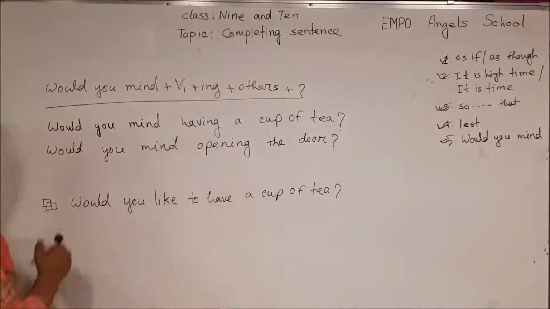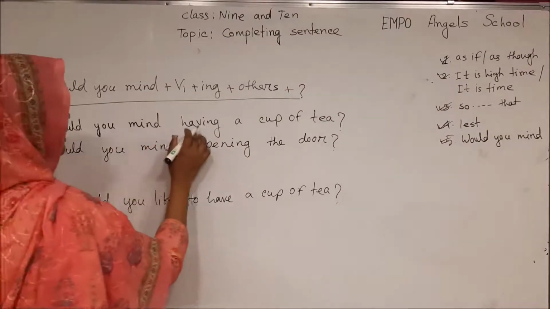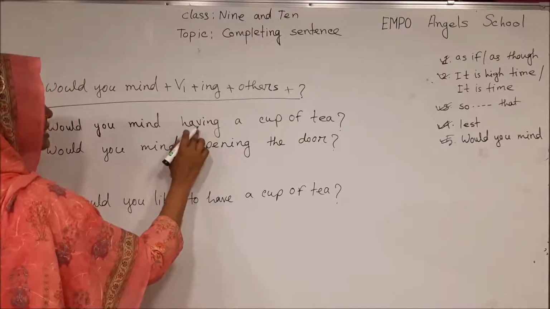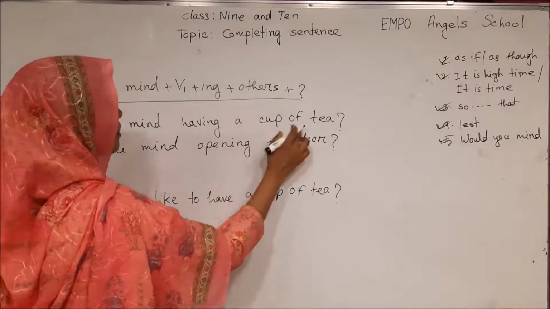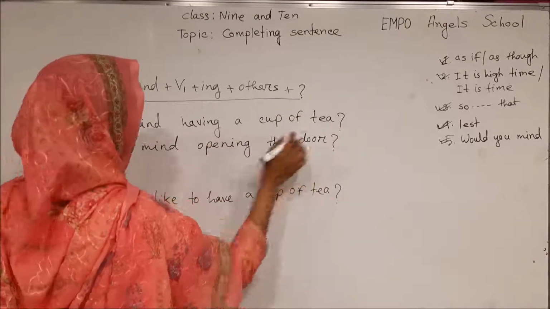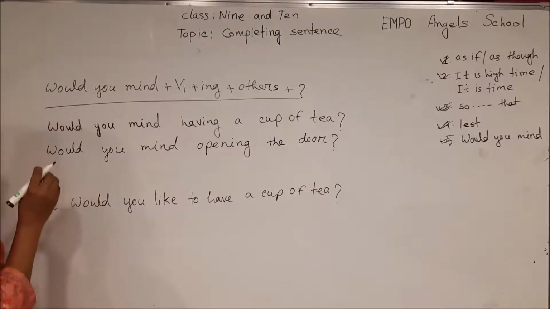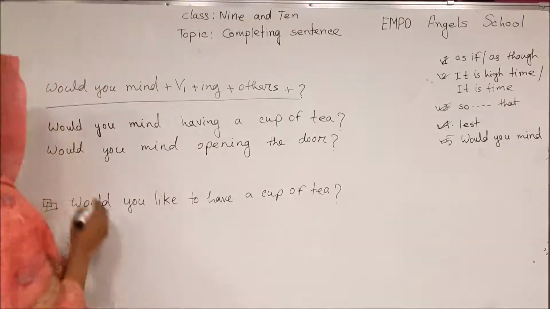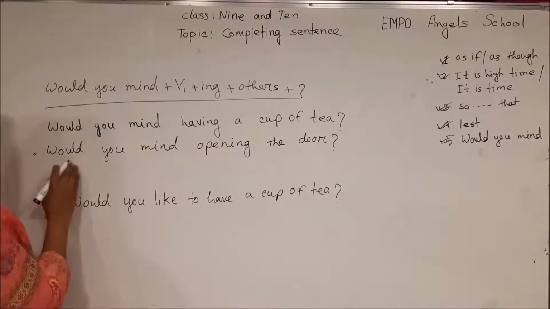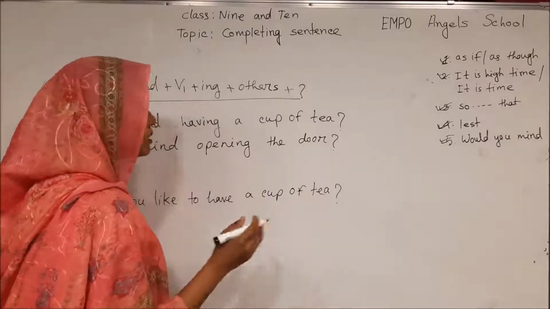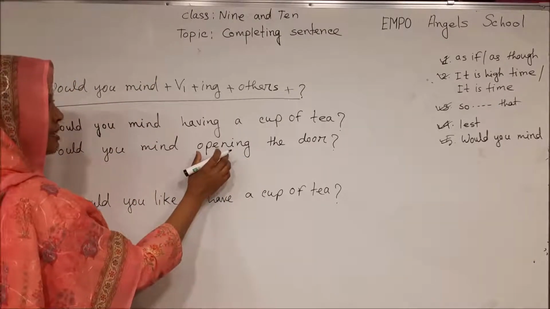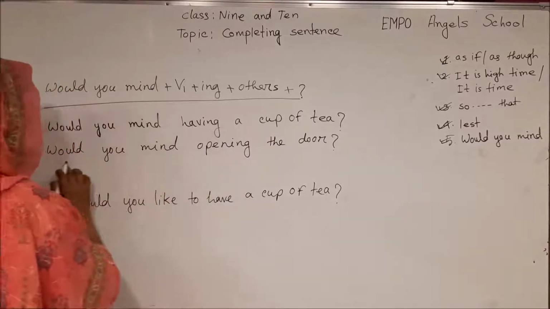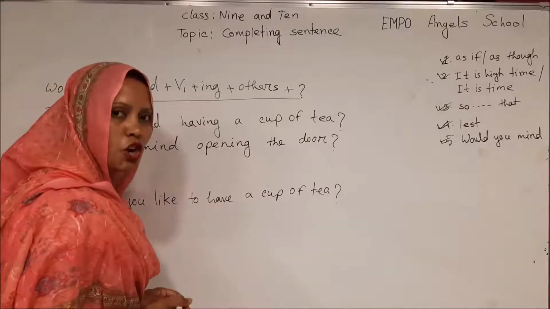Have a look on the board. Would you mind having... Here, "have" is the main verb. I add "ing" with the verb, then it is "having". And others, a cup of tea, and finally I add a question mark. So I ask a question very politely. Would you mind having a cup of tea? The second sentence, would you mind opening the door? "Open" is verb 1 and I add "ing" and it is "opening". Would you mind opening the door?